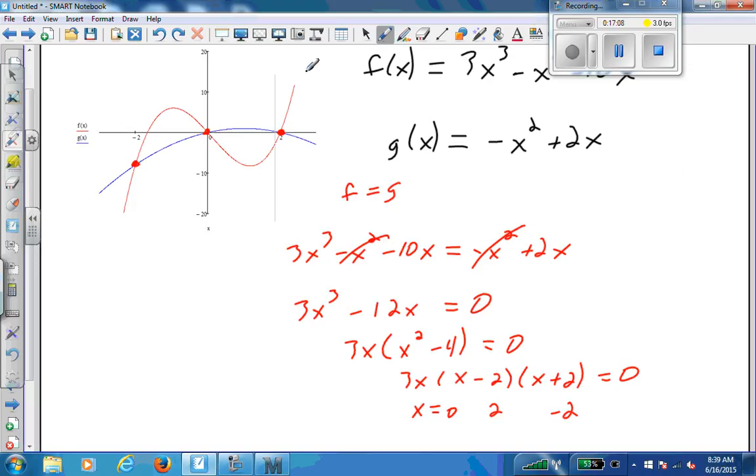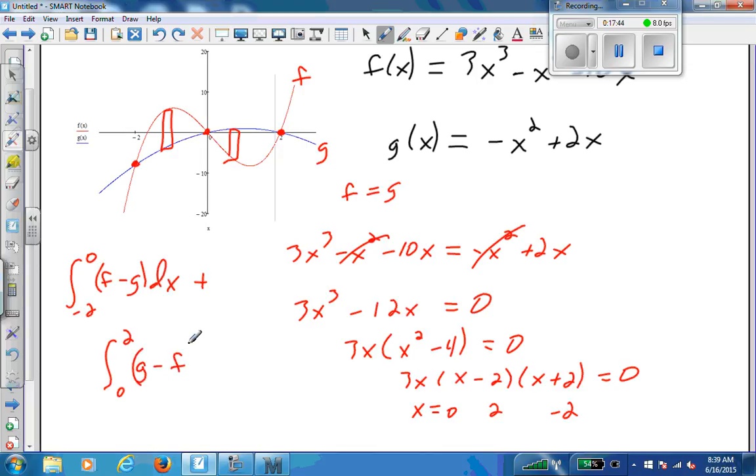Now looking at the graph, knowing that's f and that's g, it's easy to know which one's on top and which one's on bottom. So for this first section, which goes from negative 2 to 0, f is on top, so we're going to do f minus g dx, and then we need to add to it this area. In that section, we go from 0 to 2, and g is on top, f is on bottom, so we're going to do g minus f, top minus bottom.